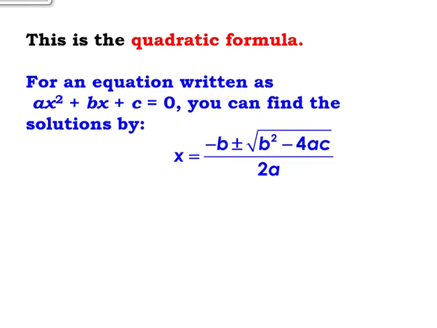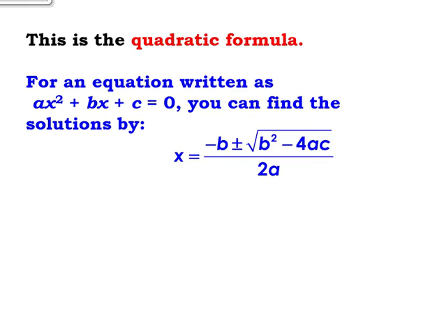When it's written in standard form, the number in front of x squared is A, the number in front of x is B, the last number, the constant, is C. So that would make A in this case a 1, because there's a 1 in front of your x squared. B would be -7, and C would be 12.